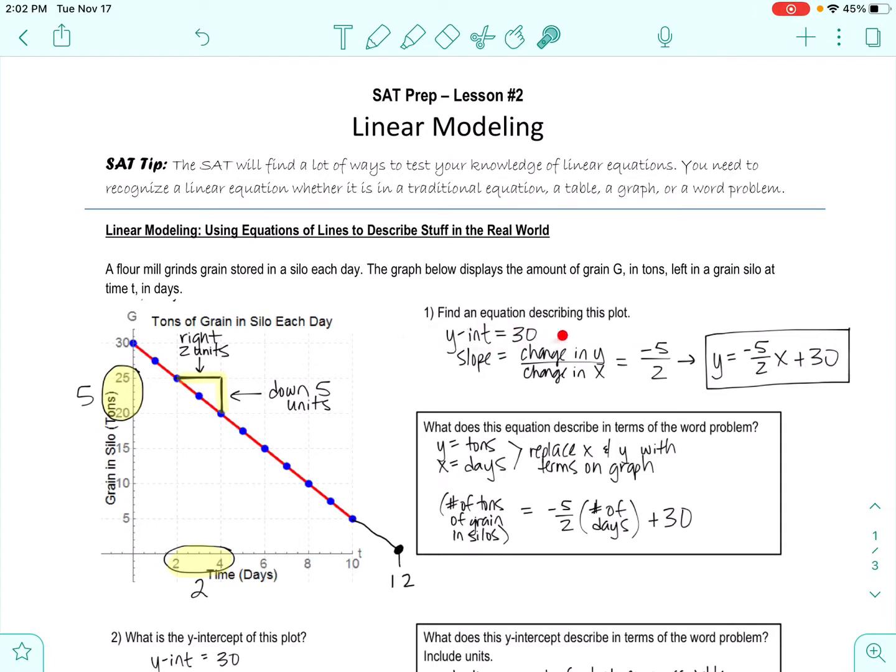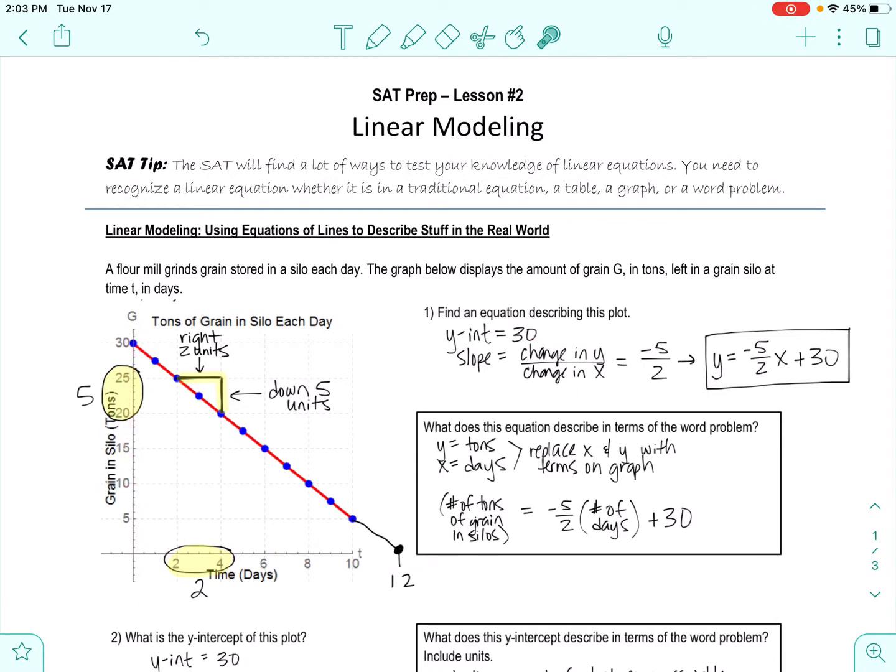So our y-intercept is 30. That's because it touches the y-axis at 30, and this represents grain in the silo in tons. So 30 is the y-intercept. It's very, very common but incorrect to give an x-intercept in terms of the y-intercept. So make sure you're looking at the y-axis here.